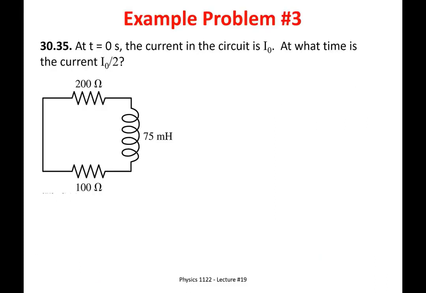Okay, so I'm going to work an example. This is problem 35 from chapter 30, and this example shows a circuit that had a current flowing in it. It says at t equals 0 seconds, the current in the circuit is I naught. So at t equals 0 seconds, I is equal to I naught.